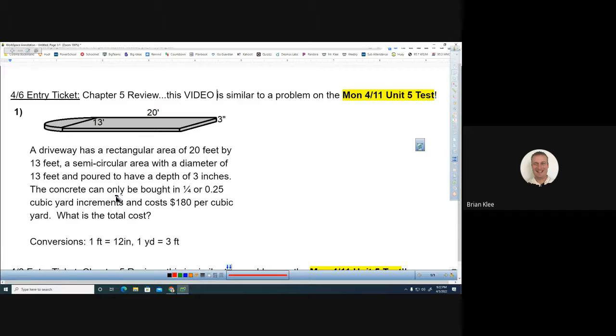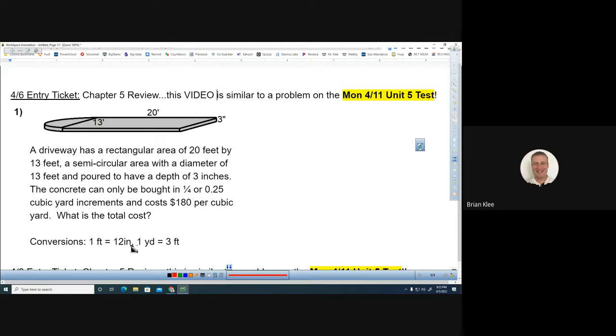Okay, in this video, we are looking at finding the volume of concrete and the eventual overall cost of that concrete poured over a rectangular area of 20 feet by 13 feet with a semicircular area with a diameter of 13 feet, which makes sense because it matches the width of the rectangle, and poured to have a depth of 3 inches. The concrete can only be bought in quarter or 0.25 cubic yard increments and costs $180 per cubic yard. What is the total cost?